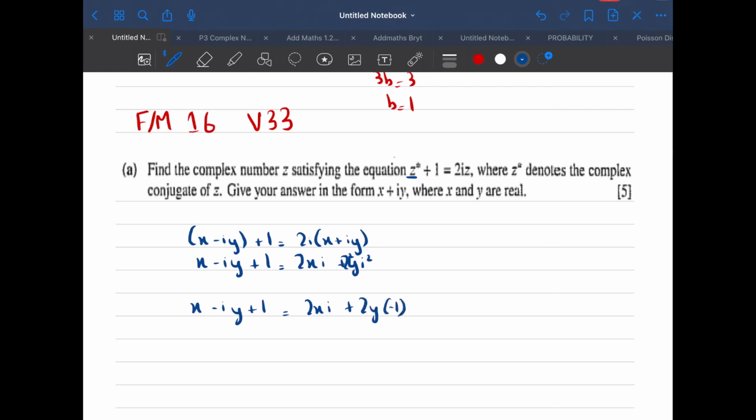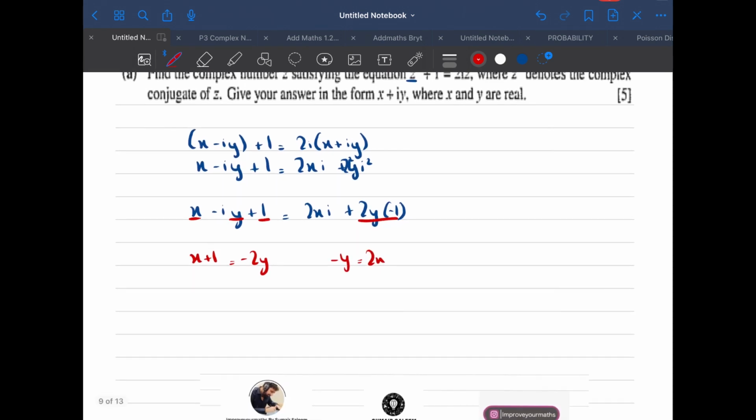You get this? Now, what's written without iota? What's the real part? x plus 1. And here, the real part is minus 2y. What's written with iota, guys? Minus y is equal to 2x. Let's solve this simultaneously. What's y? Minus 2x. Let's plug in here, guys.